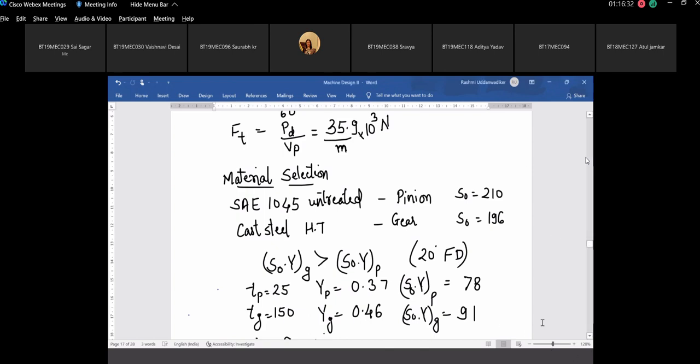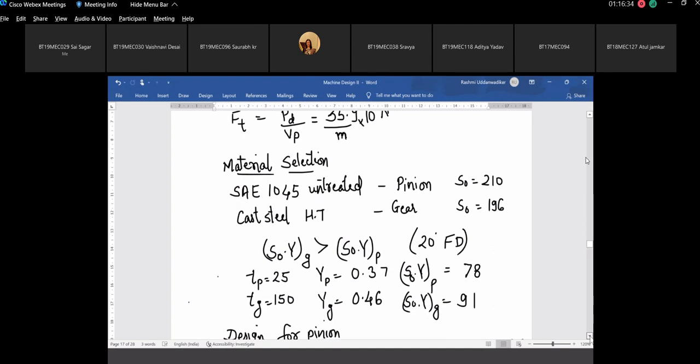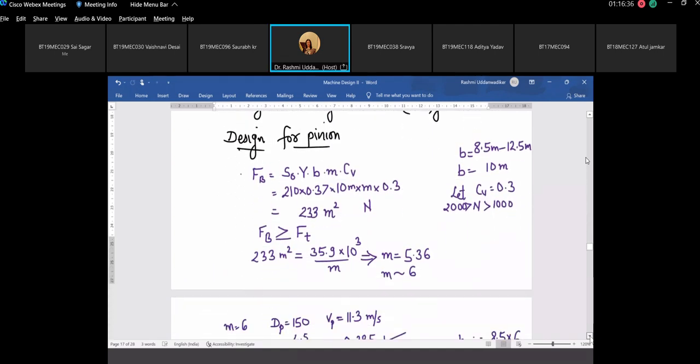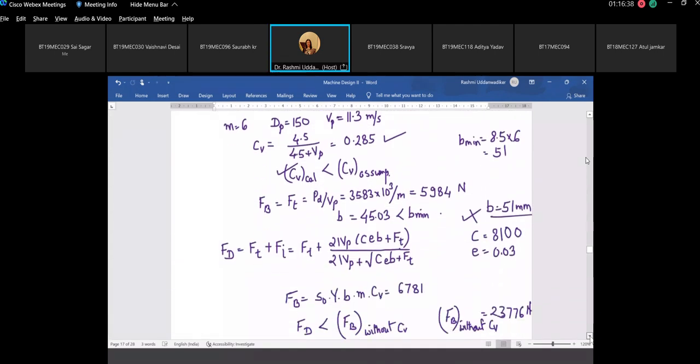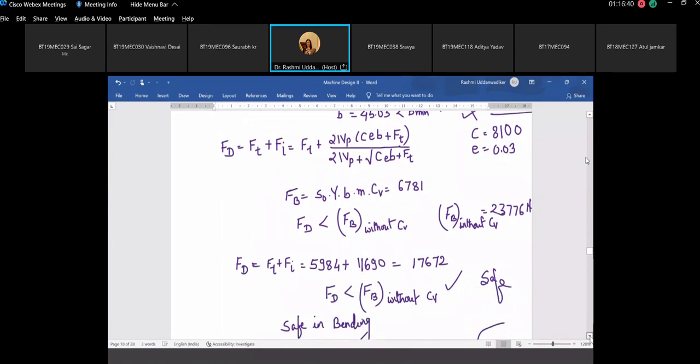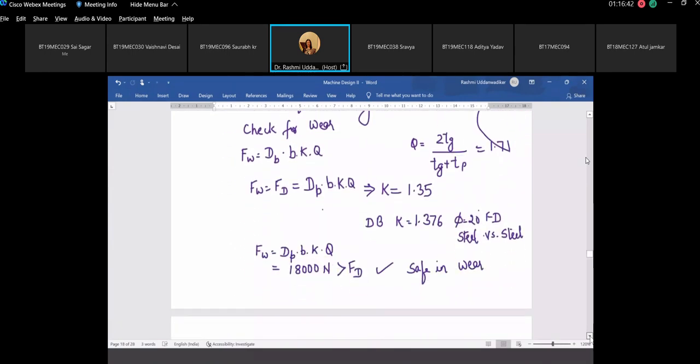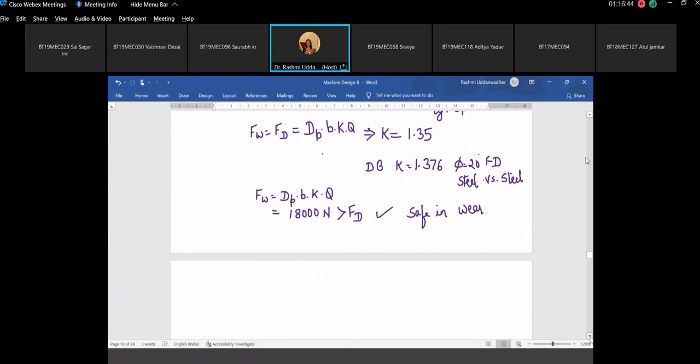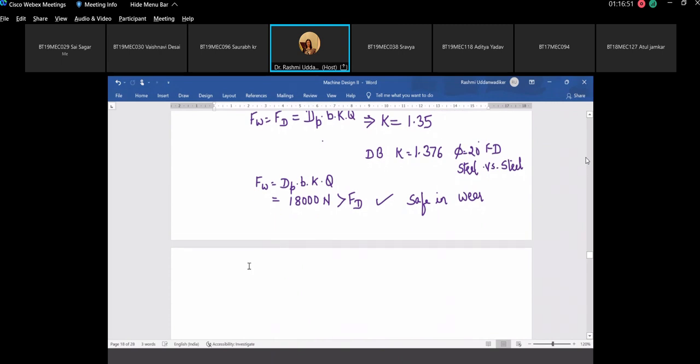So basically what we are trying to do is understand a complete design procedure. Now I want you to design part B, the gear pair 2, that is P2, G2, on the same lines. Assume your material, check which one is stronger, pinion or gear, and design that. And submit the answer to me on WhatsApp.